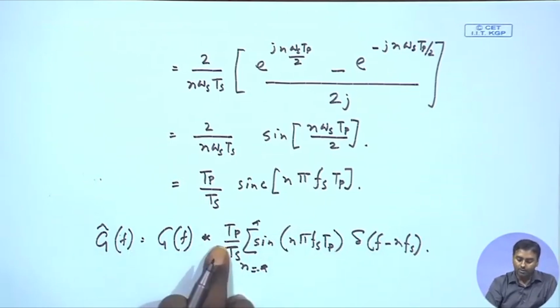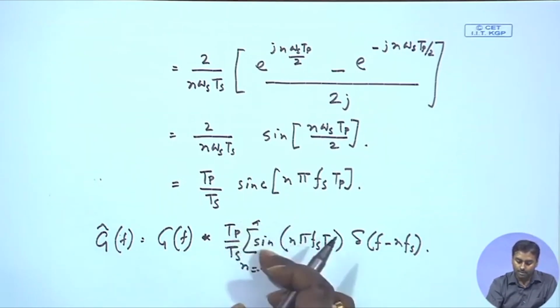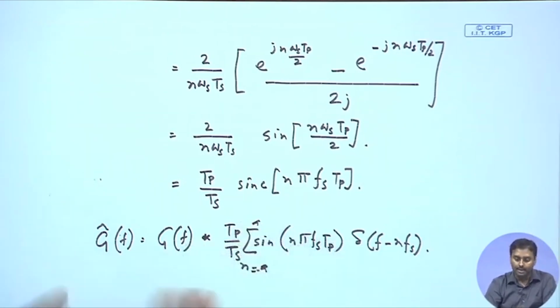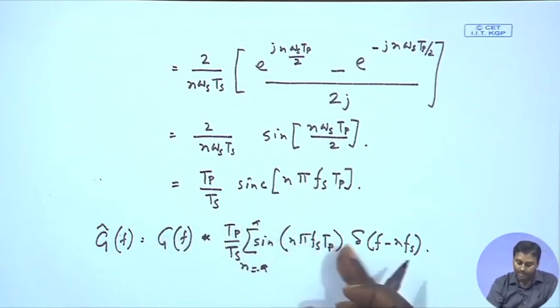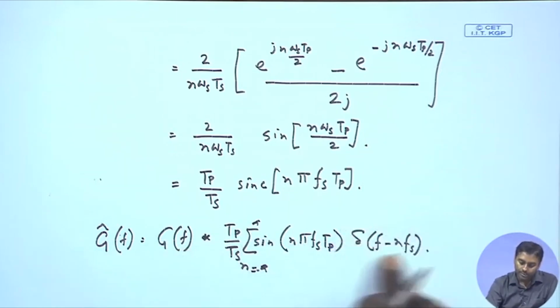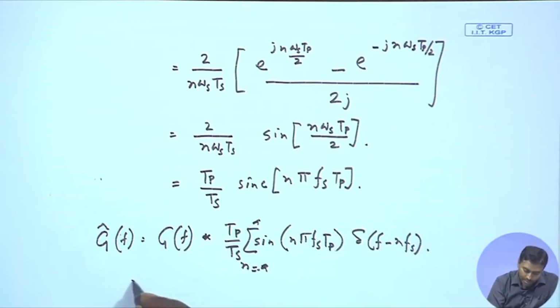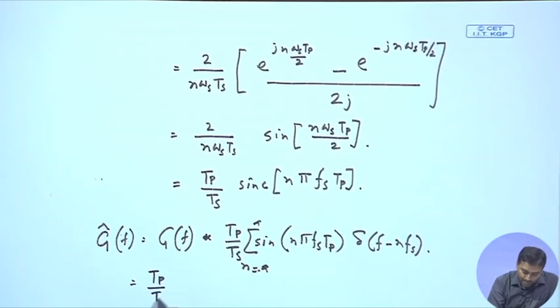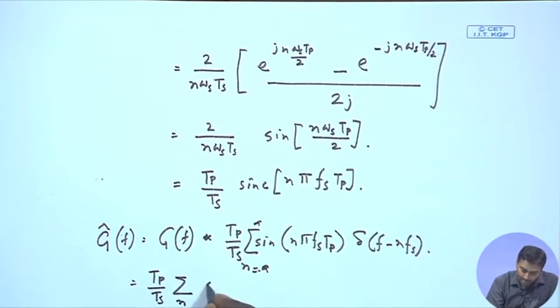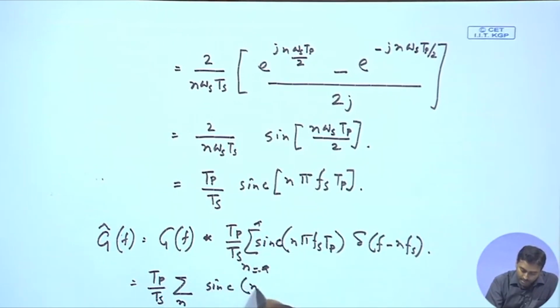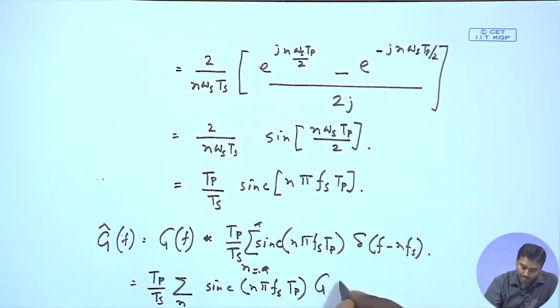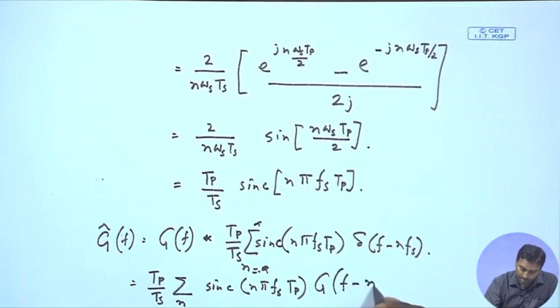Now, G(f) convolved with this summation, and this convolution I can interchange. So, G(f) can go inside, then G(f) convolved with delta again becomes just G(f minus n f_s). So, I can write this as T_p by T_s times the summation over n of sinc(n pi f_s T_p), and this becomes G of (f minus n f_s).